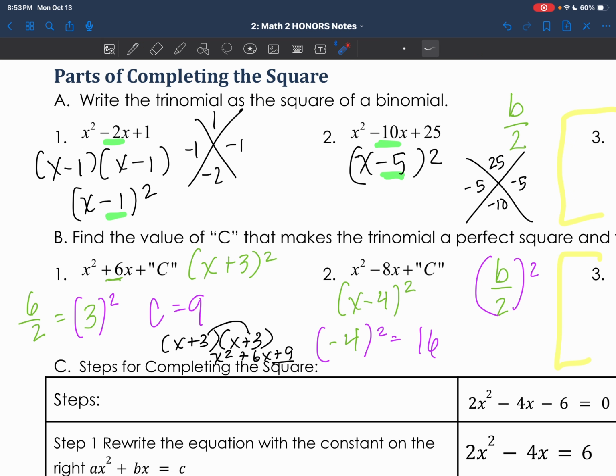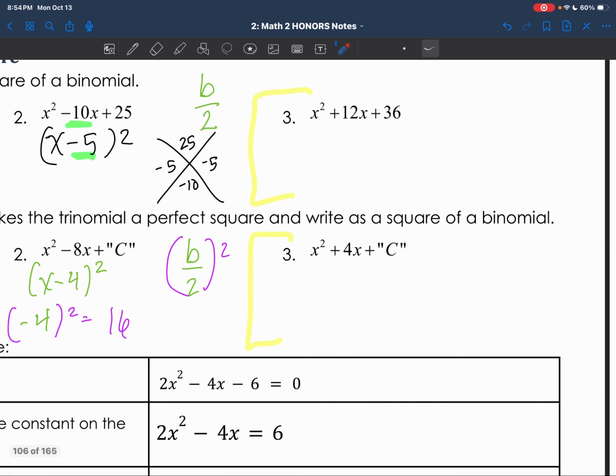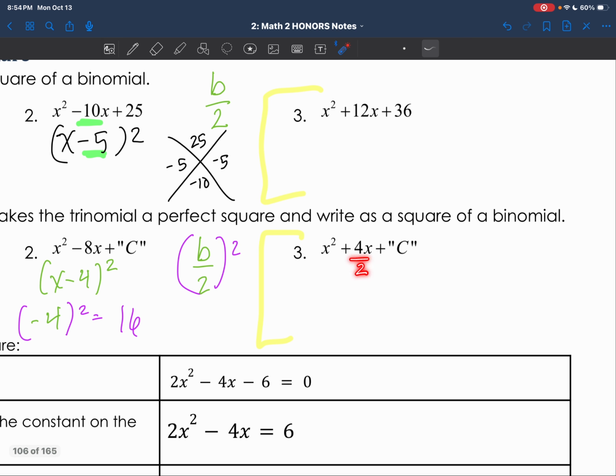Alright, so now let's look here. We're going to look at our b value, which is -8, and divide that by 2. So -8 divided by 2 gives you -4, square it, and that's going to give you 16. So we know our c would be 16. Alright, so remember, divide by 2, and then square it, and that's going to equal your c value.